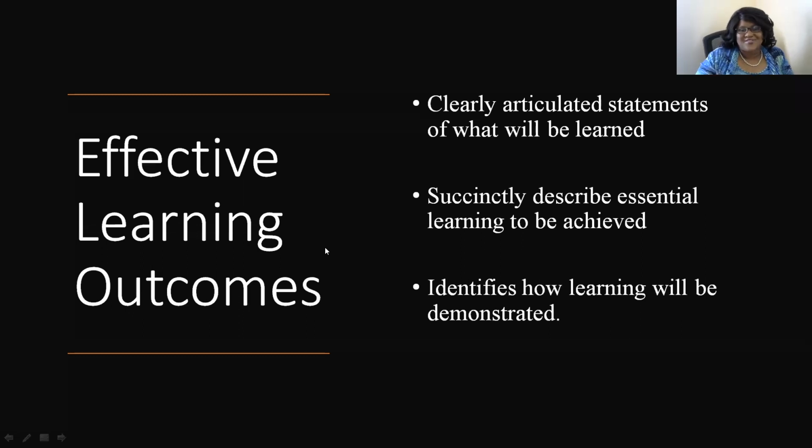So, an effective learning outcome. For an outcome to be effective, what we want to make sure is that we have clear statements of what will be learned, that those statements are succinct and they describe the essential learning to be achieved, and that we are able to identify how that learning will be demonstrated.